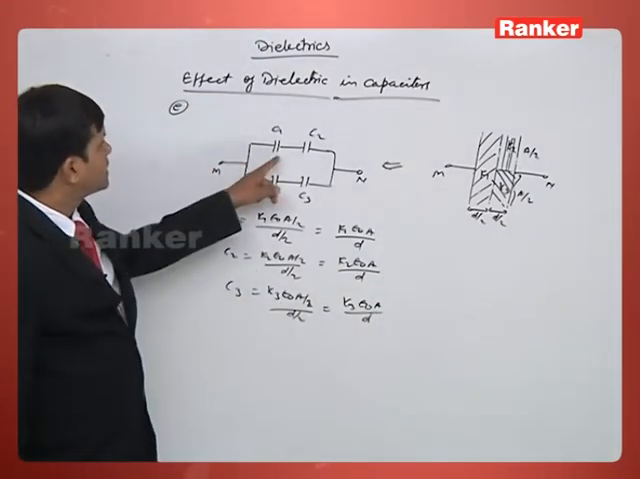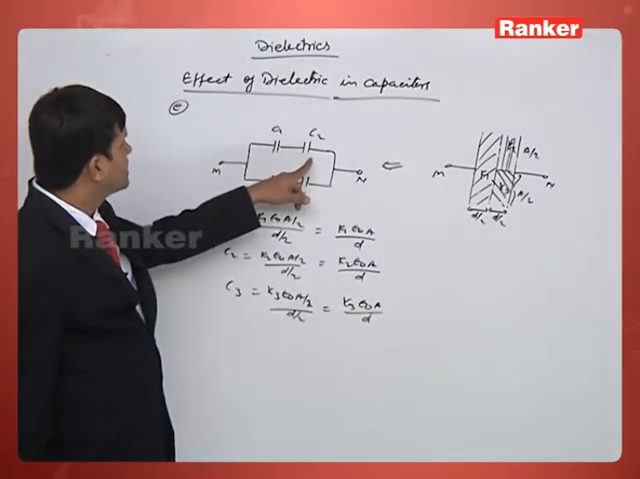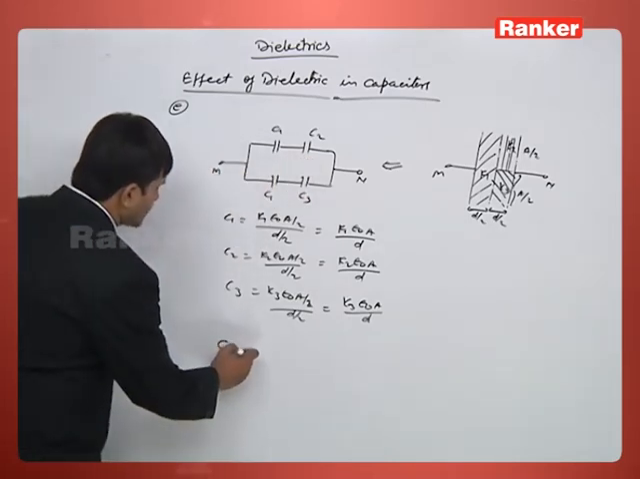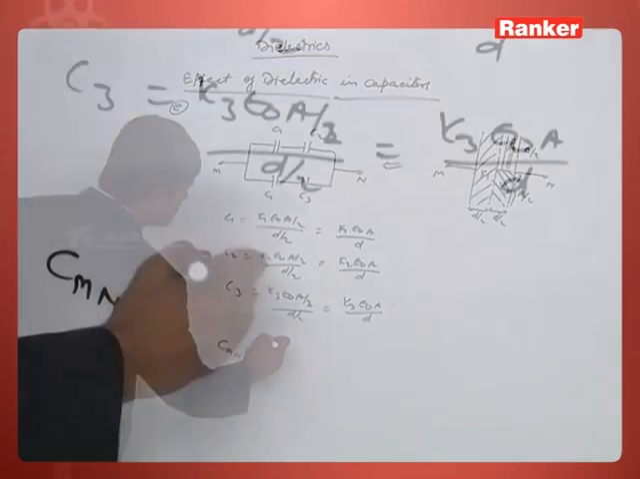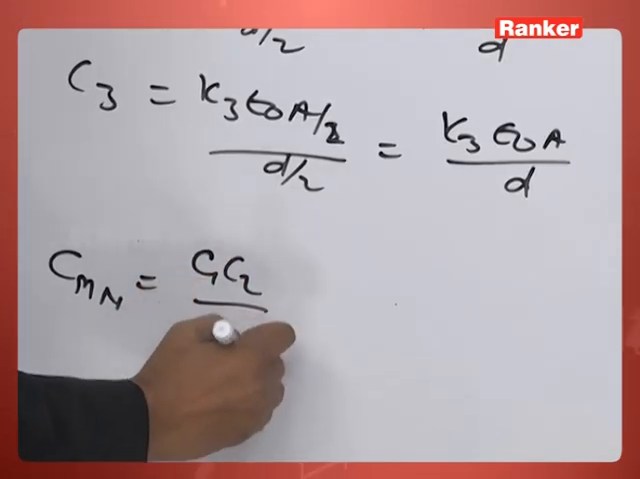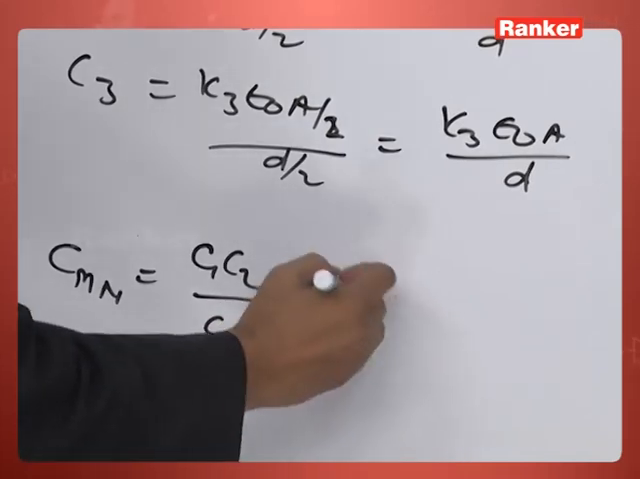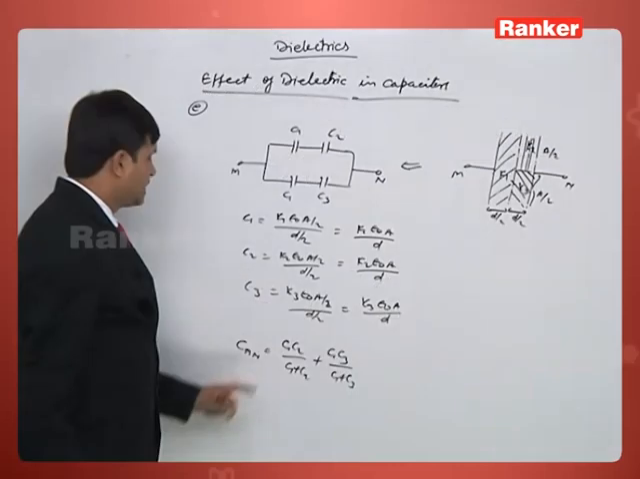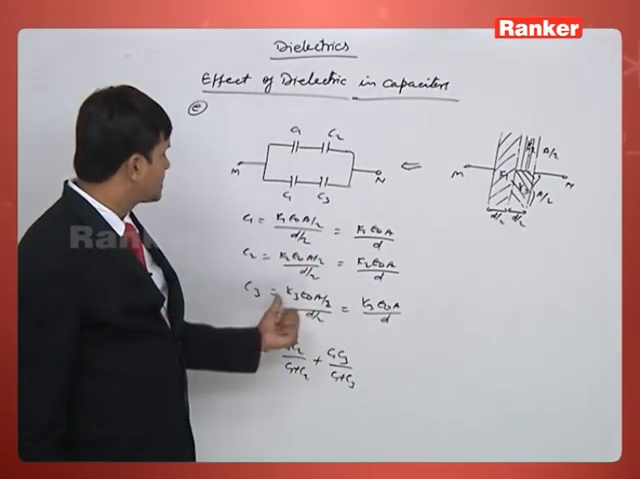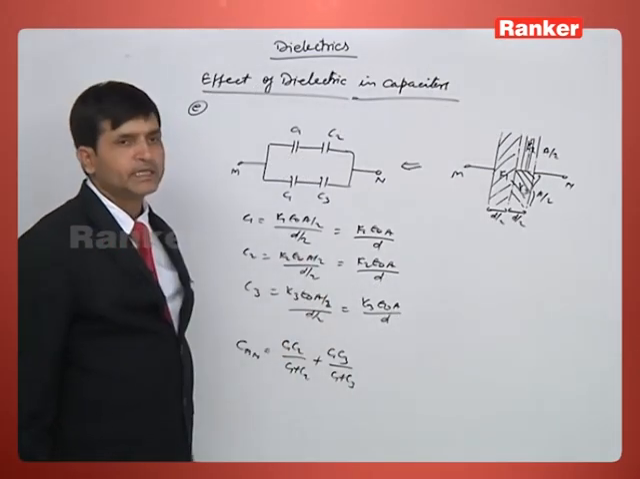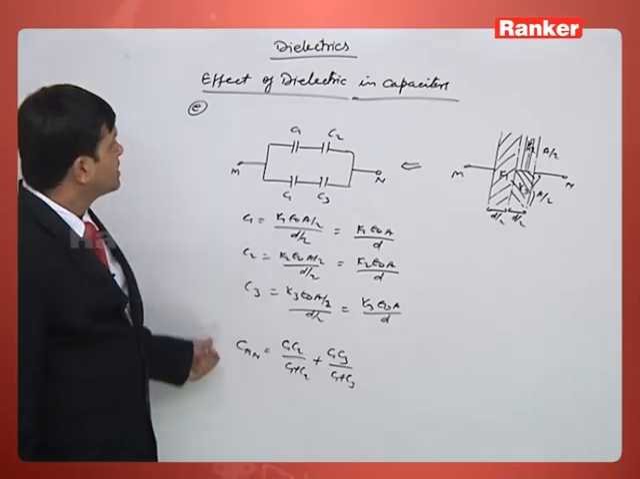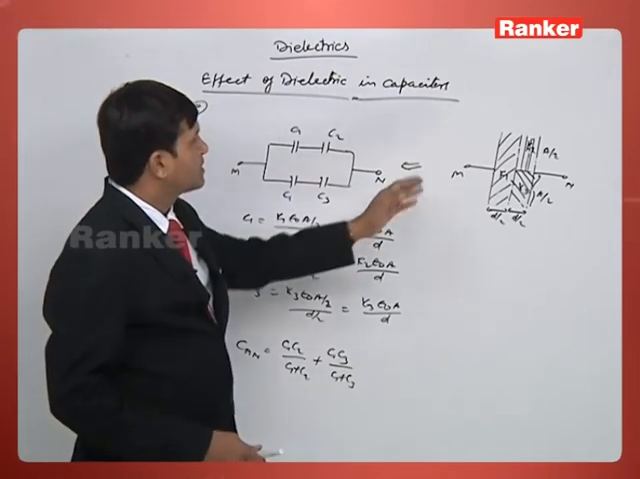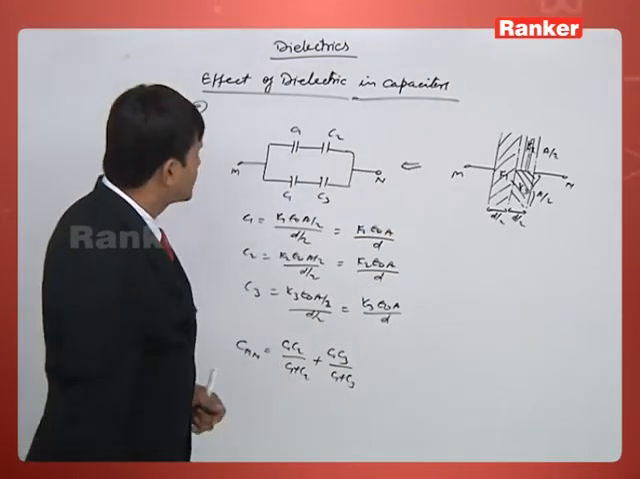So now these two you can take in series, then in parallel. So C between M and N is written as C1 C2 by C1 plus C2, plus C1 C3 by C1 plus C3, and substitute the values of C1, C2 and C3 from here in this manner. So this is another combination or arrangement of dielectric between the plates of a capacitor.